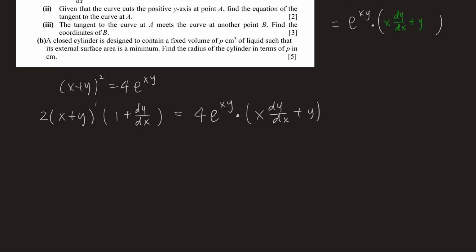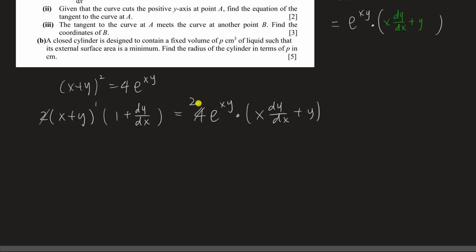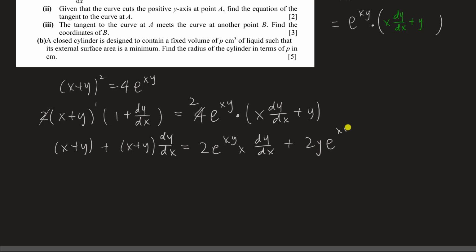So now I'll make dy/dx the subject here. First of all, we will eliminate the 2 with the 4. Let's simplify this. x plus y plus (x plus y) dy/dx equals to, this side we'll get 2e^(xy) x dy/dx plus 2y e to the power of xy.